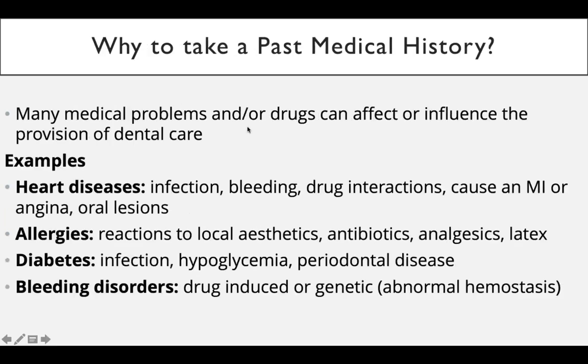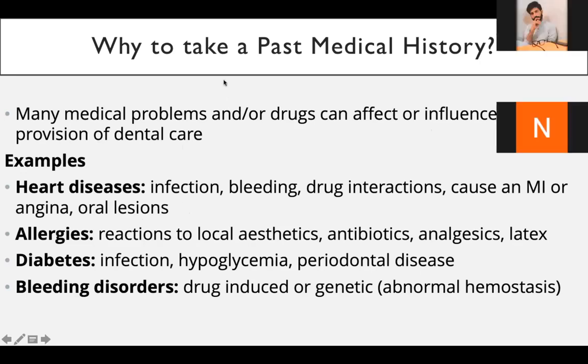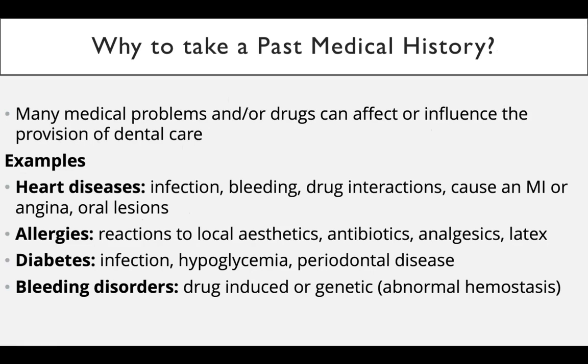So why take a past medical history again? Because many medical problems or drugs can affect or influence the provision of medical care, such as heart diseases or any MI. We cannot give oral medicine or any antibiotics, whereas other conditions are already there. We need to choose our medication. In the case of heart diseases, or allergies like penicillin allergy, we need to avoid penicillin antibiotics. And then diabetes and bleeding disorders, we need to take care of these diseases.